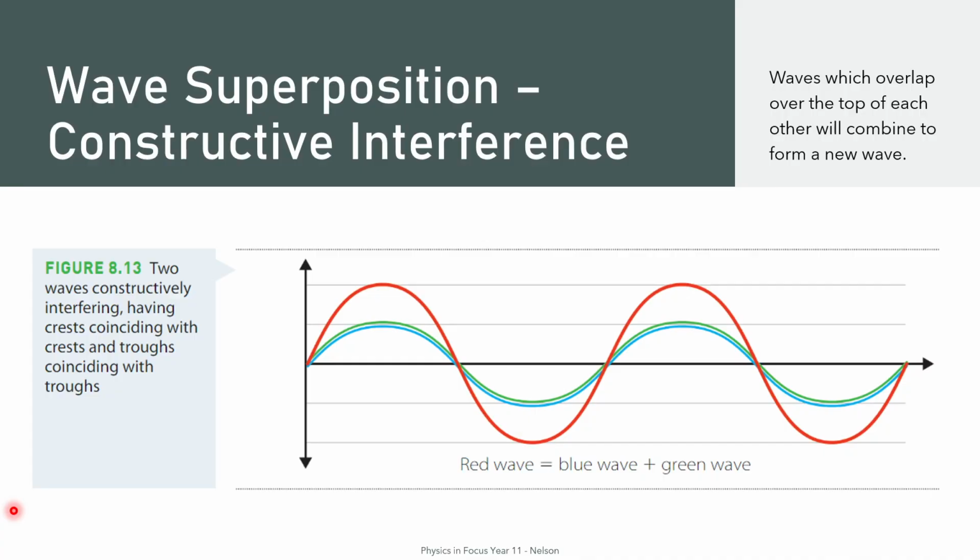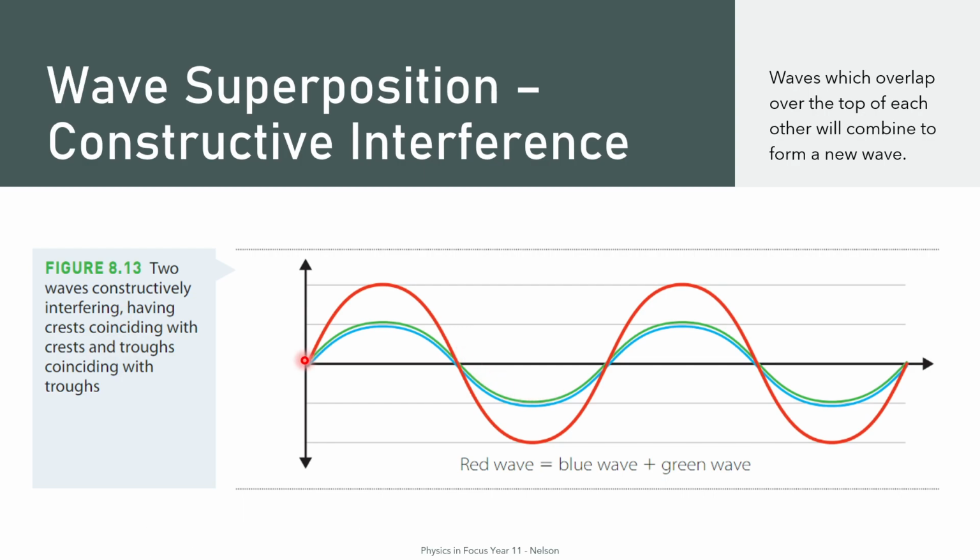The last big phenomenon that I want to talk about today is wave superposition, and the idea that two or more waves are able to interfere with each other, resulting in a new combined wave. So this key concept here, waves which overlap over the top of each other will combine to form a new wave, is being observed in this diagram here. We start with two separate waves, this blue wave and green wave. And because they're overlapped over the top of each other, they interfere with each other constructively. In other words, when we're looking at this interference, what we're doing is adding up the amplitudes of each of the waves at every single point along the wave.